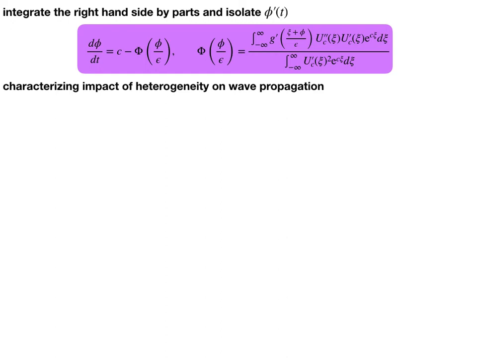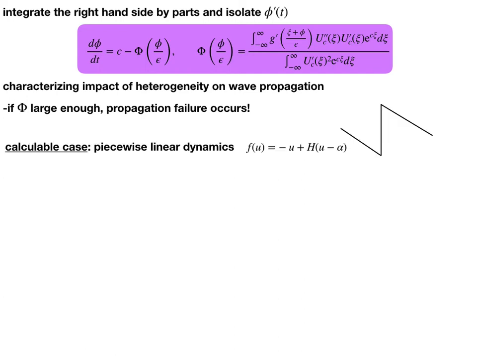In particular, if this function capital Phi ever has amplitude above c, you should expect pinning of your wave, or you should roughly predict pinning, because if d phi dt becomes 0, then you stop. You get to this fixed point. Okay, so if capital Phi is large enough, propagation failure occurs.